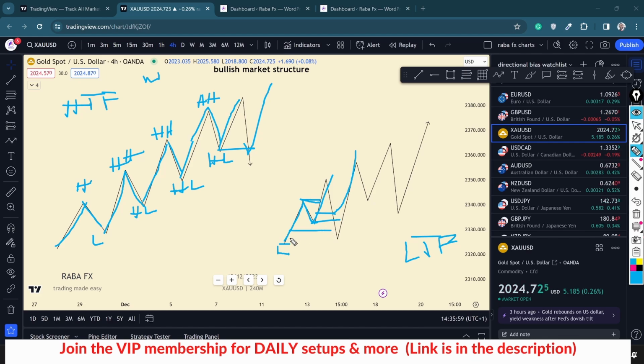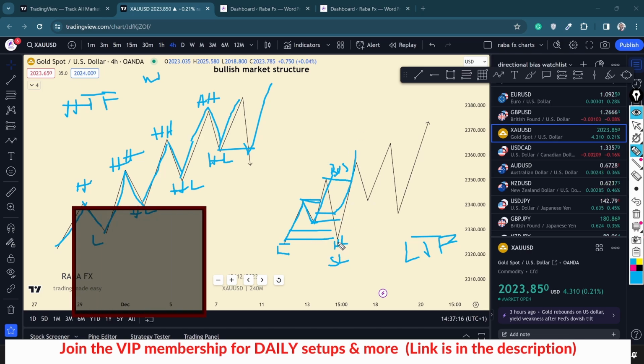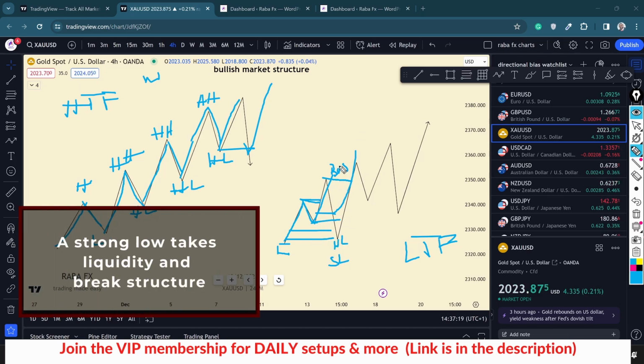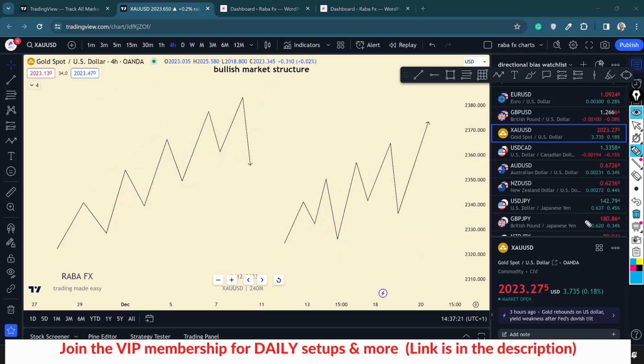But you simply look for a trade below this low. So when price comes in here and pushes, this is your break of structure. So this is your next what? Higher lows. In this case, this is a strong low. A strong low is a low that takes liquidity and breaks structure, a BOS. So as I said, this becomes the low. Take note of that: it takes liquidity, breaks structure.